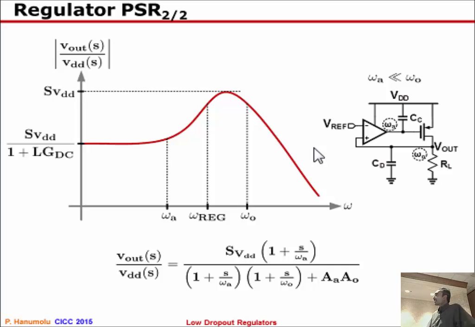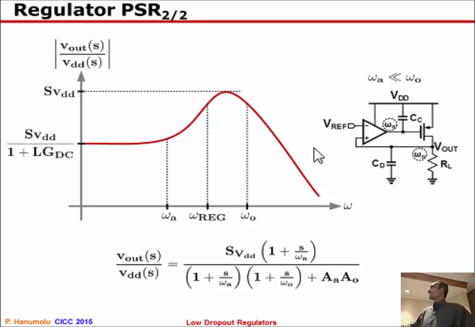Okay, so now if you keep increasing the noise frequency further, you are going to hit the loop gain unity gain frequency, at which point the loop gain is actually 1. And above that frequency, the loop gain is less than 1, there is no feedback action. So 1 plus loop gain essentially is 1. Right? So for frequencies beyond the regulator unity gain frequency, there is no feedback action, so what you end up getting is SVDD. So for frequencies beyond the regulator bandwidth, this is SVDD.